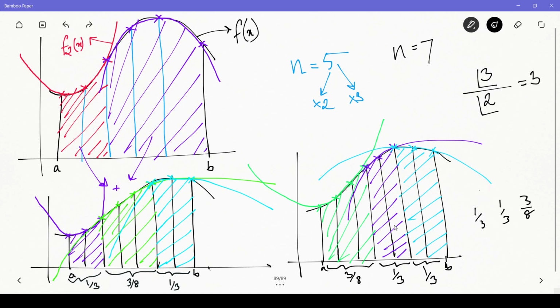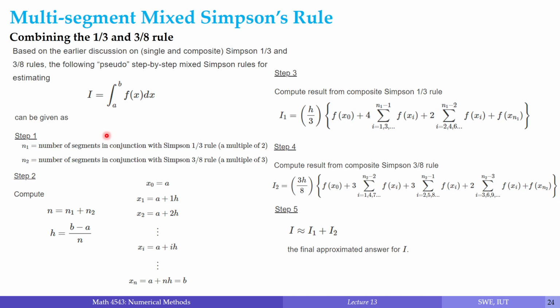Fine. So now that we know how to work with the mixed version of the Simpson's 1/3 and 3/8 rule, let's see how we can dictate the series of actions step by step. Okay, let's go back to our presentation and see the step by step algorithm of the mixed Simpson's 1/3 and 3/8. So formally the algorithm goes something like this.